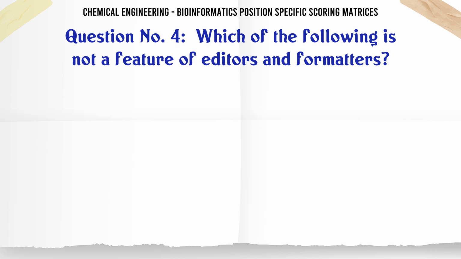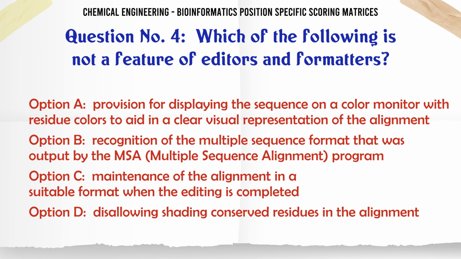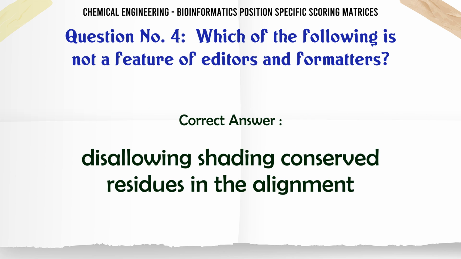Which of the following is not a feature of editors and formatters? A. Provision for displaying the sequence on a color monitor with residue colors to aid in a clear visual representation of the alignment. B. Recognition of the multiple sequence format that was output by the MSA multiple sequence alignment program. C. Maintenance of the alignment in a suitable format when the editing is completed. D. Disallowing shading conserved residues in the alignment. The correct answer is disallowing shading conserved residues in the alignment.